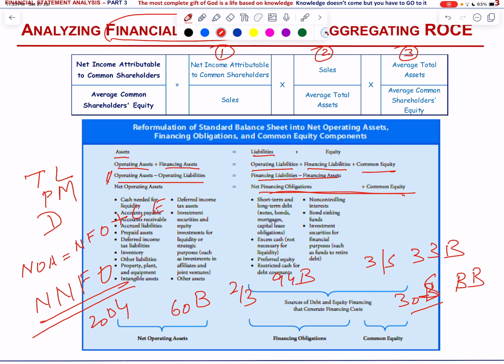Preferred equity is classified as a financing liability, so dividends on preferred shares are treated as financing cost. Similarly, non controlling interests are categorized as financing liabilities, making income attributable to these interests also viewed as a financing cost.